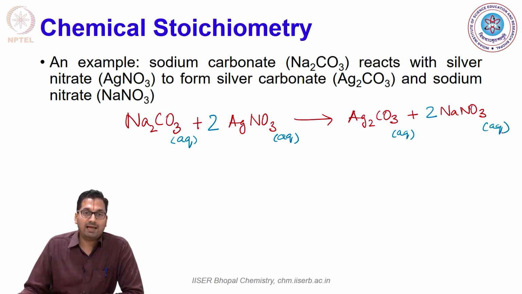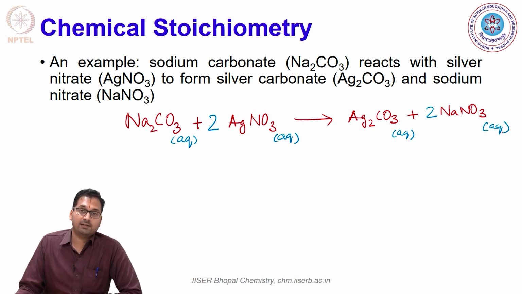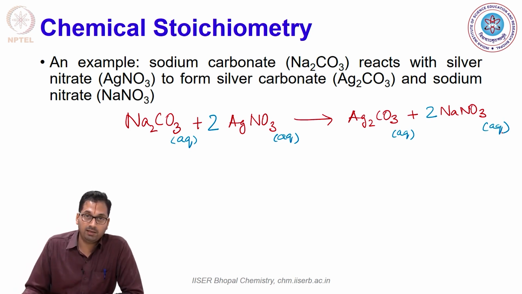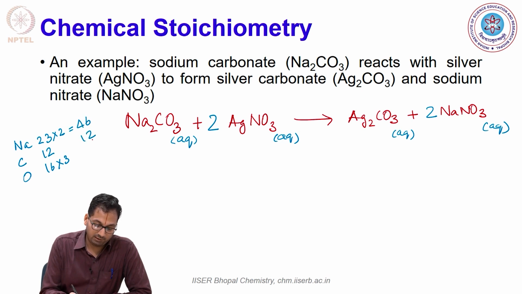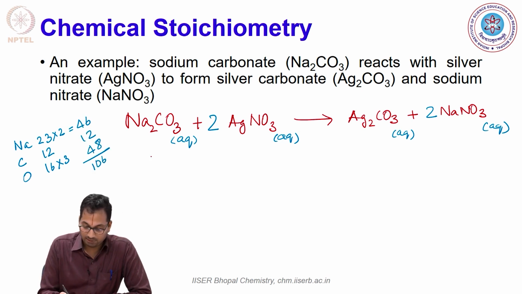Okay, now that we have balanced the reaction, let's try to ask ourselves what is the stoichiometry, meaning how many grams per mole are required for each one of these. Sodium is 23 while carbon is 12 and oxygen is 16. So basically you are going to have 46 plus 12 plus 48, that takes it to 106. So that will be 106 grams per mole.